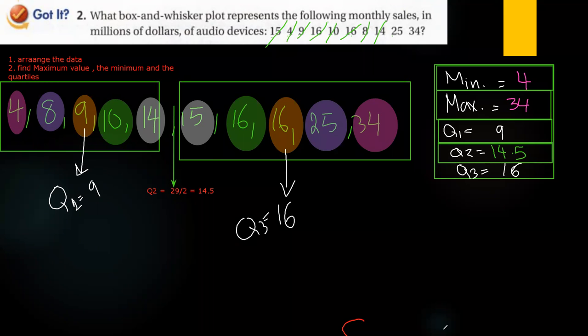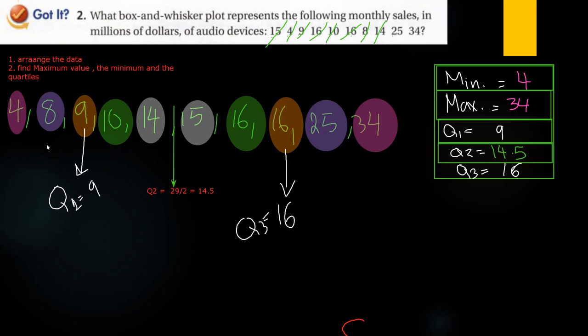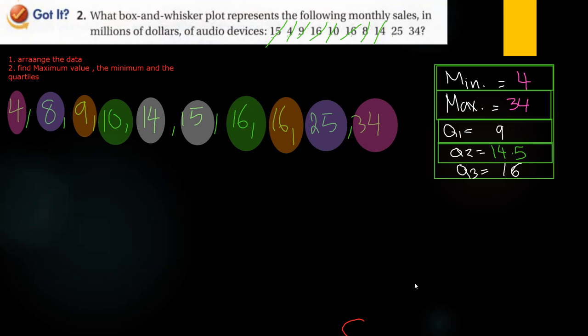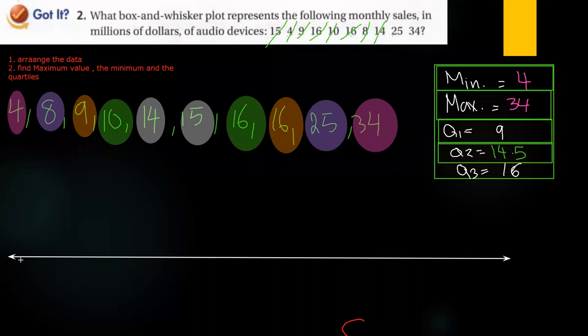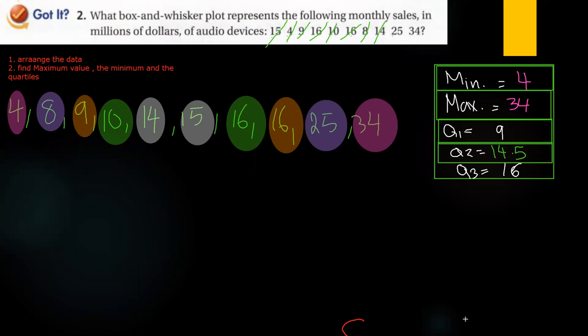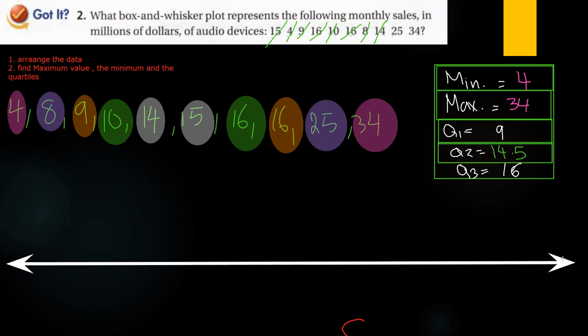After I fill my table now, what do you have to do in the third step? We have to draw the number line. In order to draw the number line, remember that. This is my number line here.